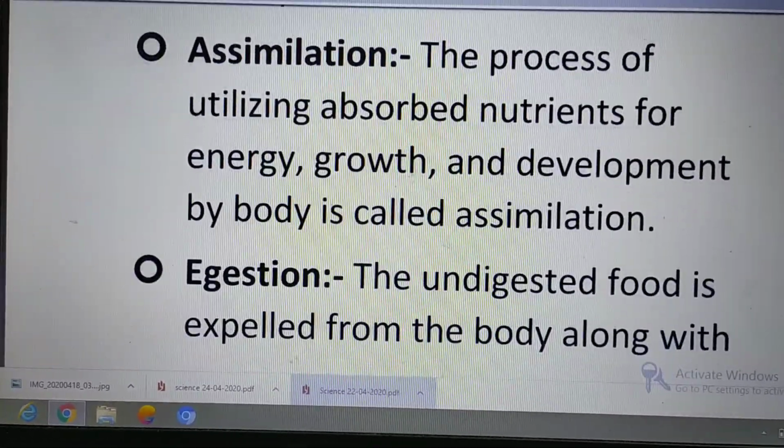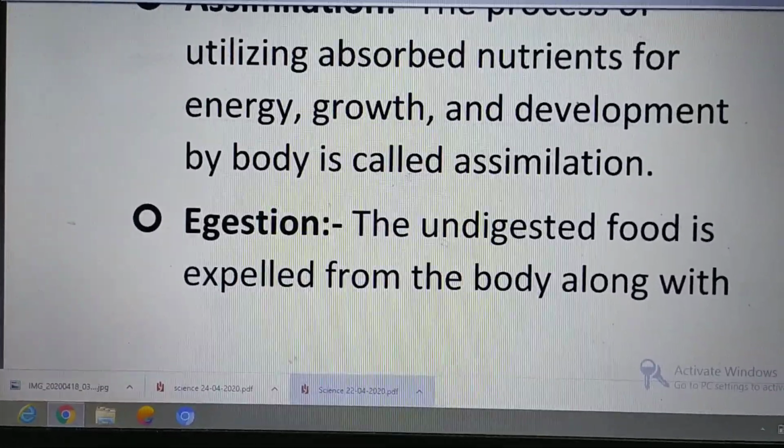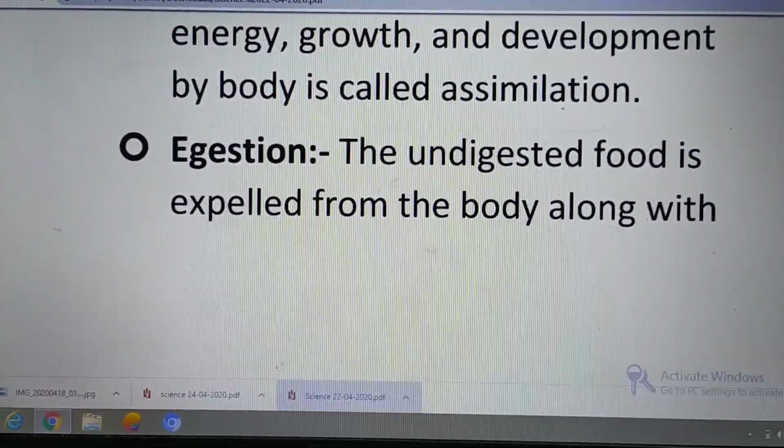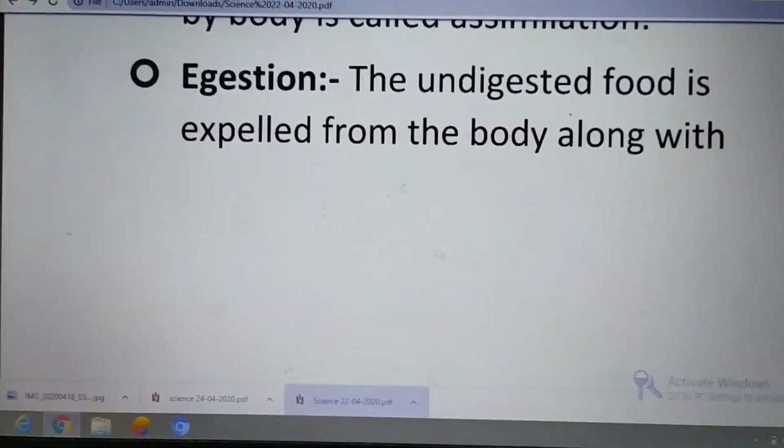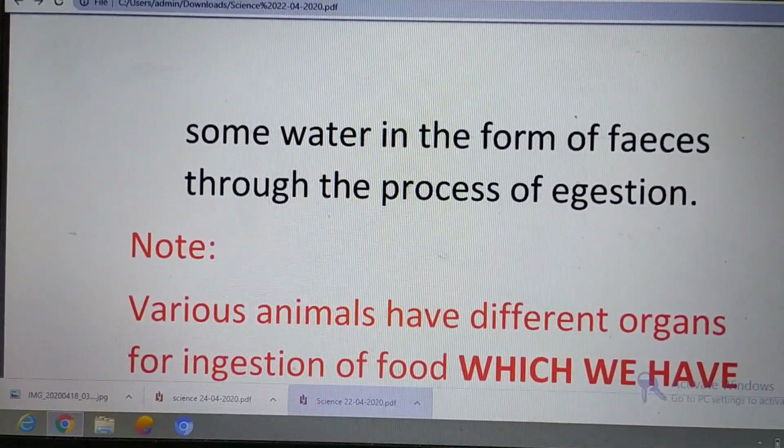The last one is egestion. The food that we eat contains some undigested part also. That undigested part is taken out in the form of urine and feces. That is called egestion.